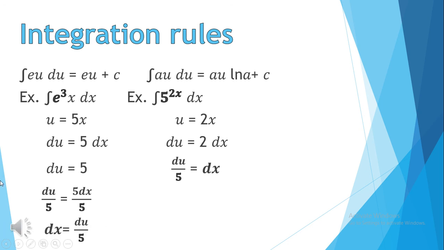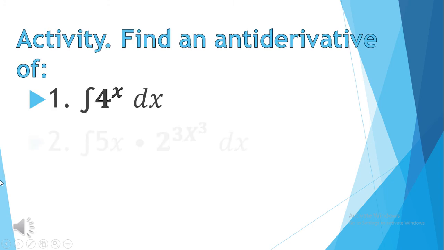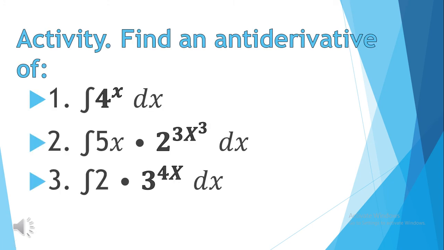In the last two, there are integration rules, which are: the integral of e to the power of u du is equal to e to the power of u plus c, and the integral of a to the power of u du is equal to a to the power of u over ln a plus c. Activity. Find an antiderivative of number 1.